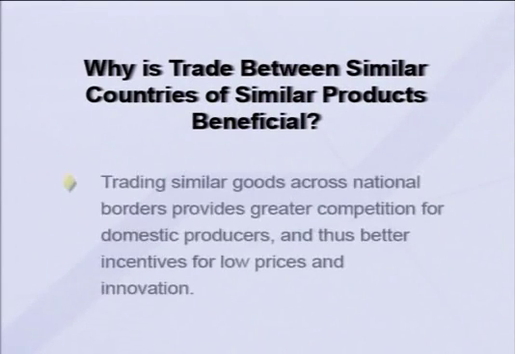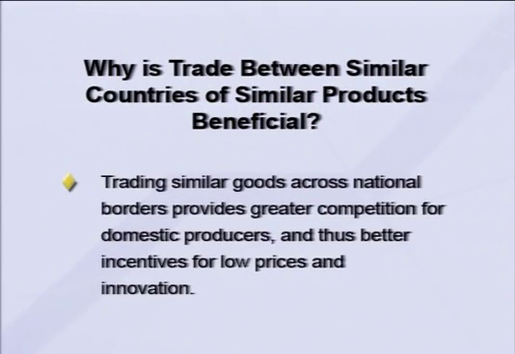A fifth advantage: trading similar goods across national borders provides greater competition for domestic producers, and thus better incentives for low prices and innovation. Now, all of these factors together help explain why trade between countries might benefit those countries even when it's the same goods and the same kinds of economies. And honestly, I suspect that these kinds of factors are probably much more important to the productivity gains from trade, maybe not much more important, but quite important compared to the basic absolute and comparative advantage arguments.